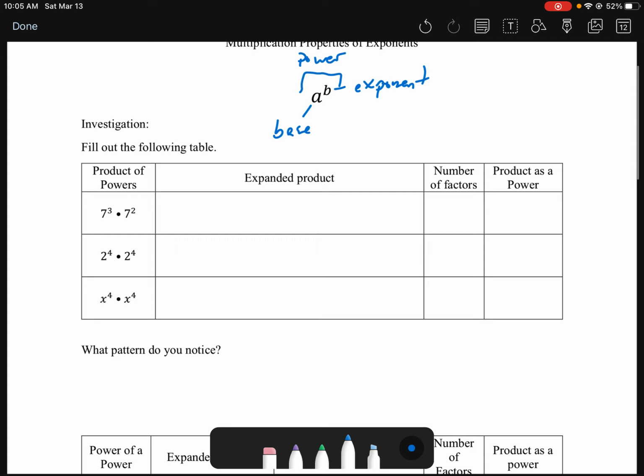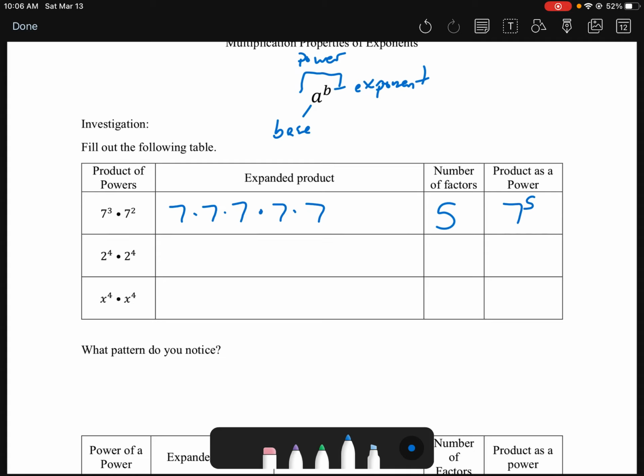Below I have an investigation for us to do. So in the first row here, I have 7 cubed, or 7 to the third power, times 7 squared, or 7 to the second power. If I were to write this as an expanded product, that 7 cubed would be 7 times 7 times 7, and then I'm multiplying that by 7 squared, or 7 times 7. Looking at my expanded product, I now have 5 factors of 7 there. So if I were to rewrite that as a new power, I would have 7 to the 5th power.